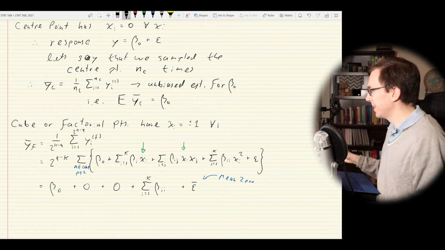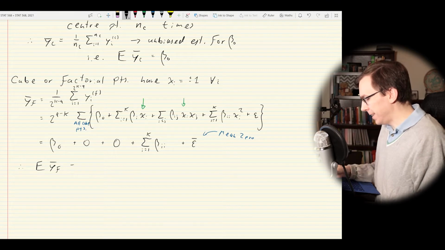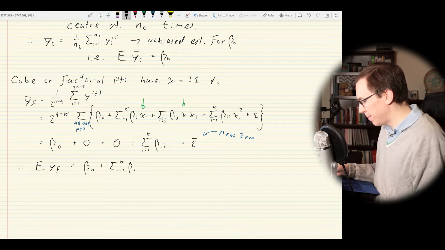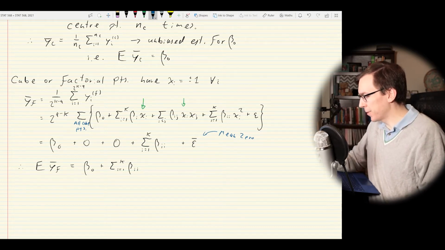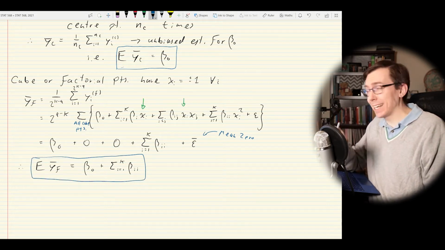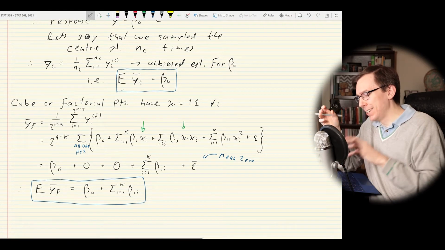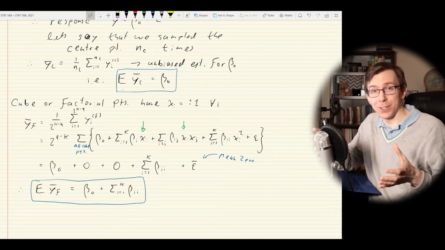So what does this mean? Well, this means, therefore, the expected value of this average, y bar f, is going to be beta naught plus the sum from i equals 1 to k of beta_ii. This is quite interesting because up above we have an unbiased estimator for just beta naught, but down here we have our unbiased estimator for beta naught plus some of the pure quadratic coefficients. And what we're going to do is use these two points, these two averages, that is, to try to determine if there's any quadratic behavior in our response surface.